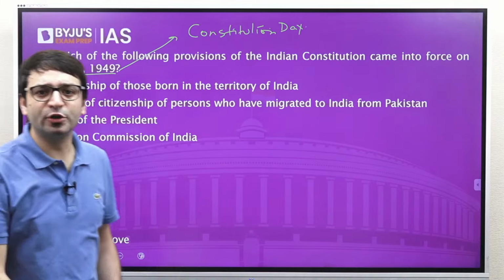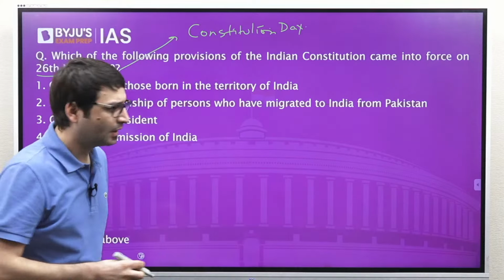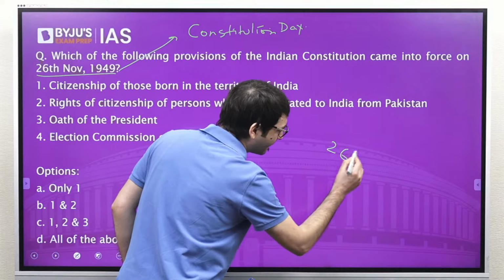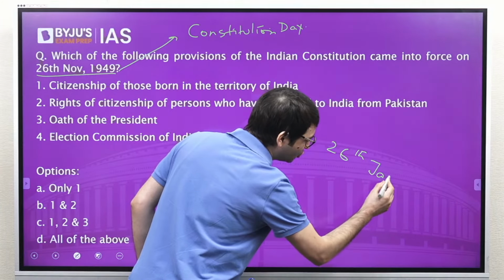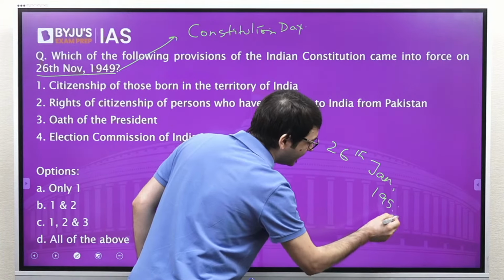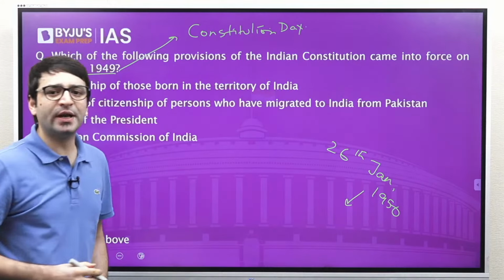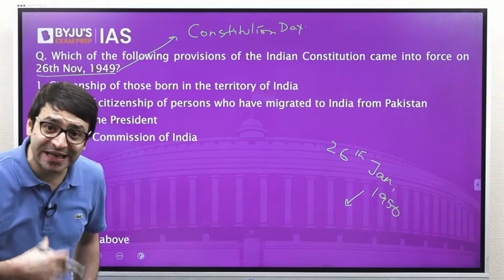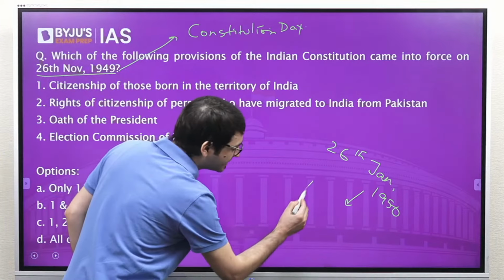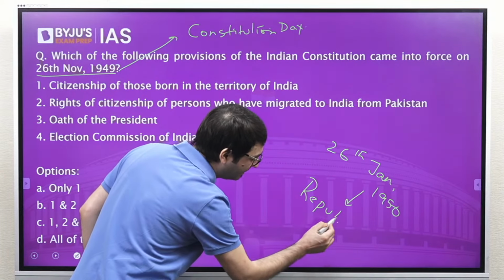The day when the Constitution was adopted. But when it comes to 26th January 1950, this is known as the date on which the Constitution was enacted. And this is what we celebrate as Republic Day.